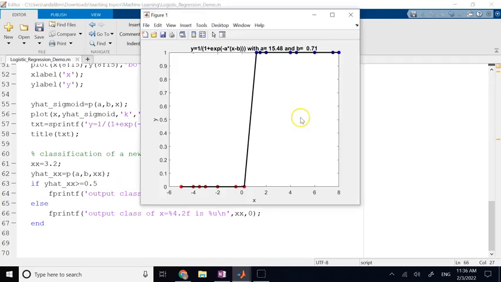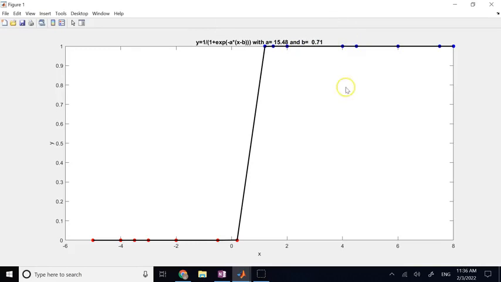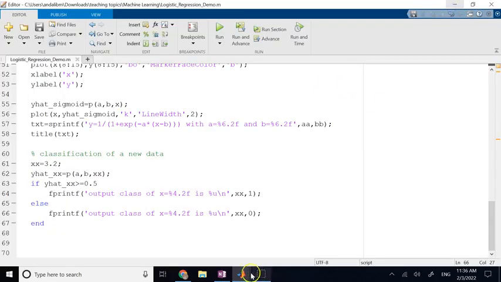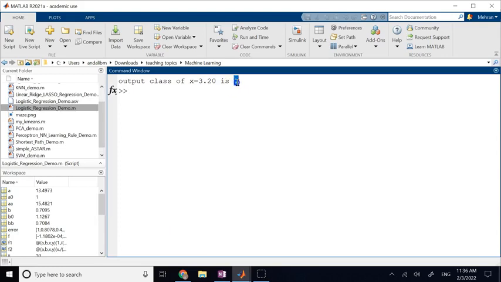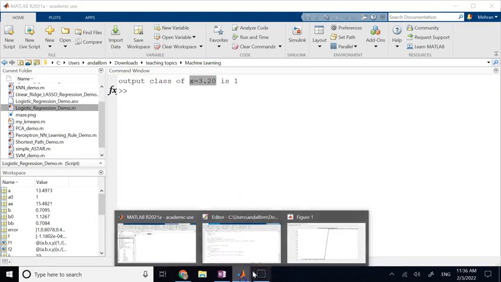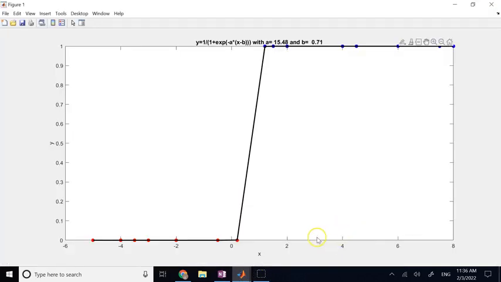So let's go ahead and run that. Here we go. You see it actually converges quite fast. And for this set of data that I have, as I said, 7 red, 8 in blue, A is 15.48, B is 0.71. And if you go back to MATLAB, you see that it says the class for the data at 3.2 is 1. And you can see why, because if you look at 3.2, it's somewhere here, and if you project it, the output is almost 1, almost perfectly 1.